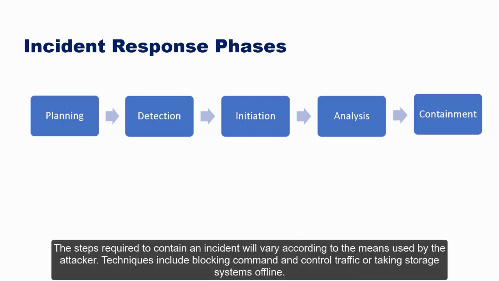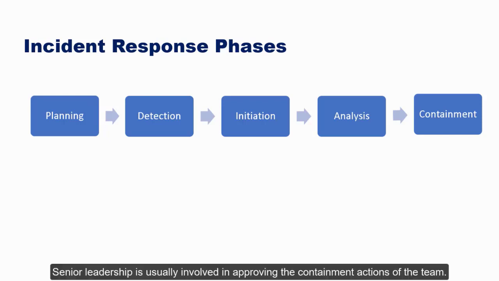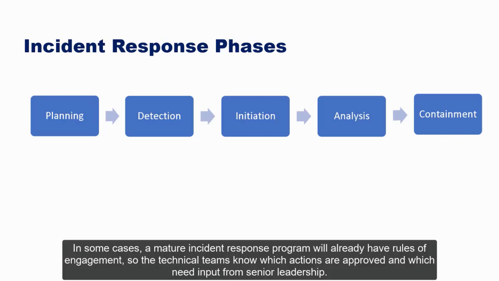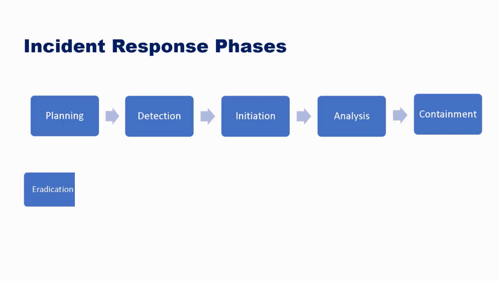Containment. Incident responders perform more direct actions that halt or contain the progress or advancement of an incident. The steps required to contain an incident will vary according to the means used by the attacker. Techniques include blocking command and control traffic or taking storage systems offline. Senior leadership is usually involved in approving the containment actions of the team. In some cases, a mature incident response program will already have rules of engagement, so the technical teams know which actions are approved and which need input from senior leadership.